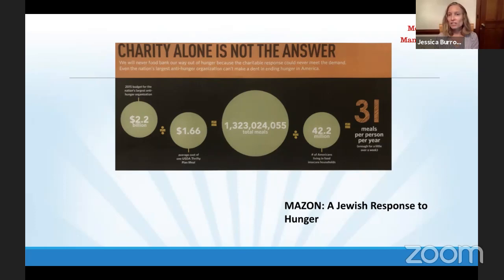So I just want to point out the difference between food banks and federal food policies.